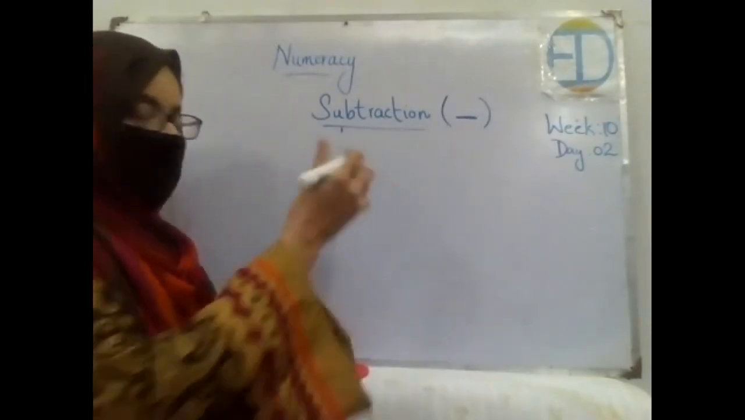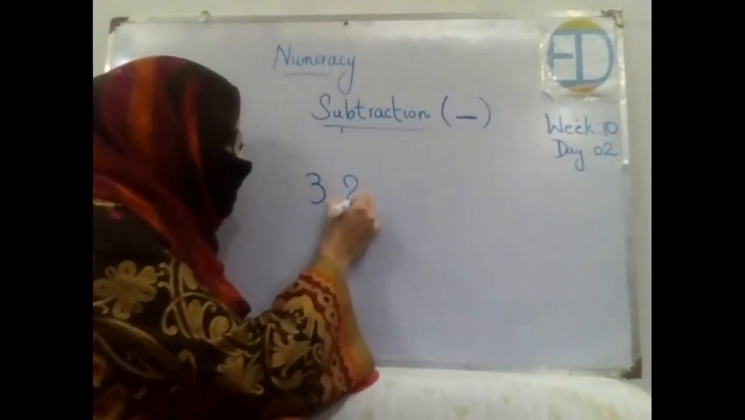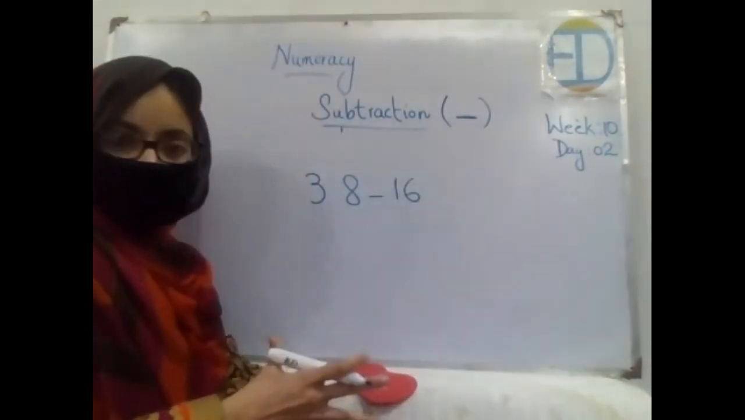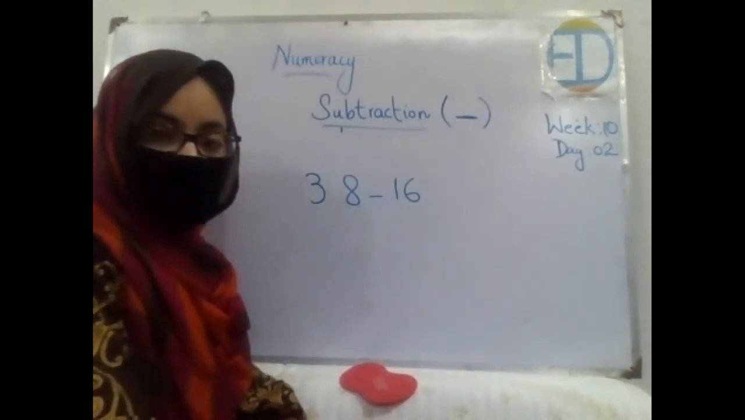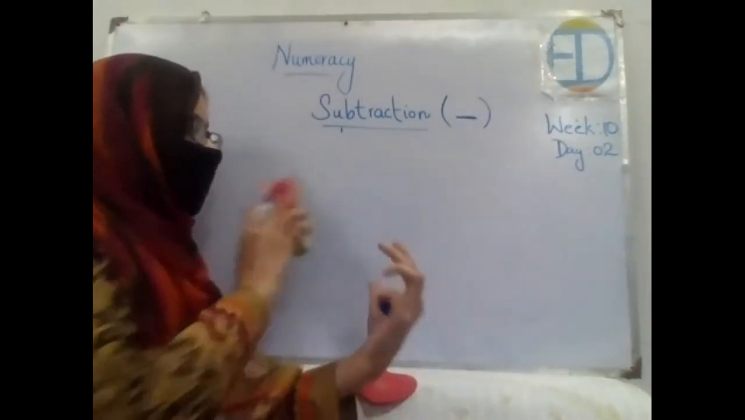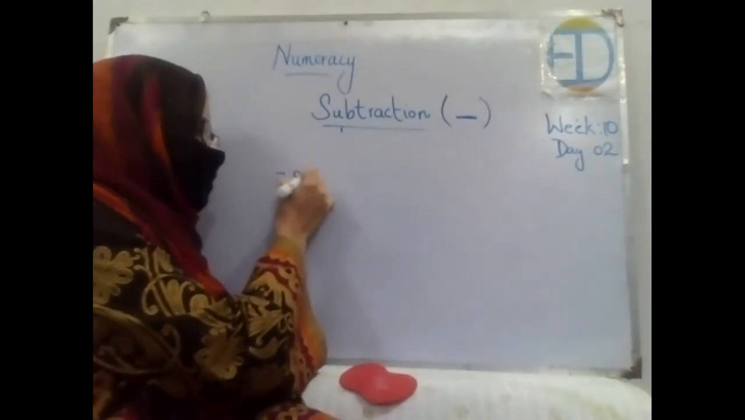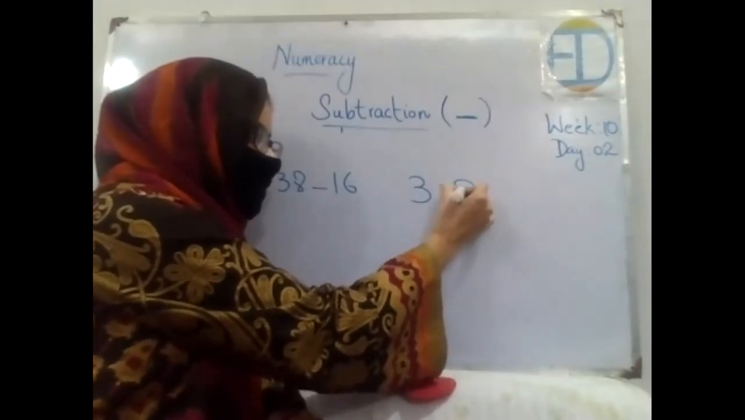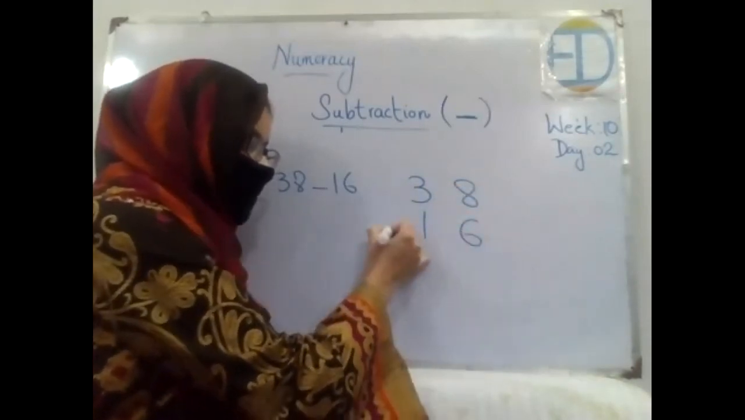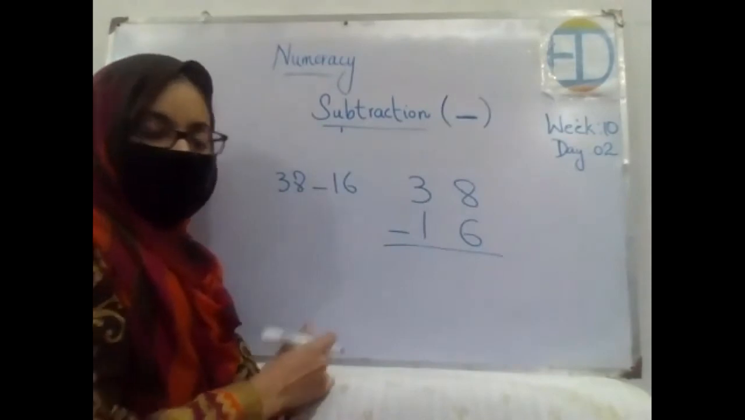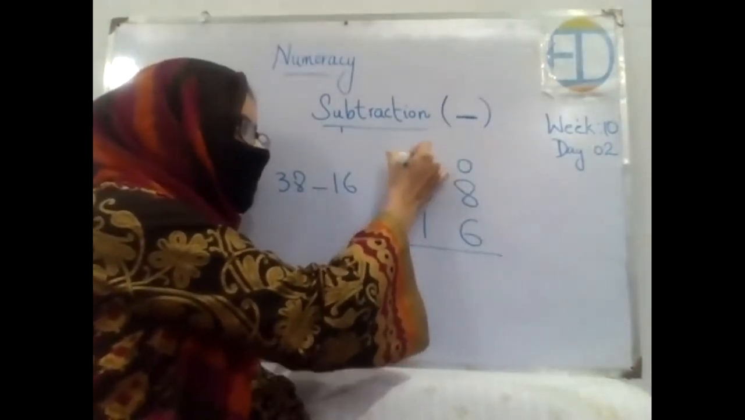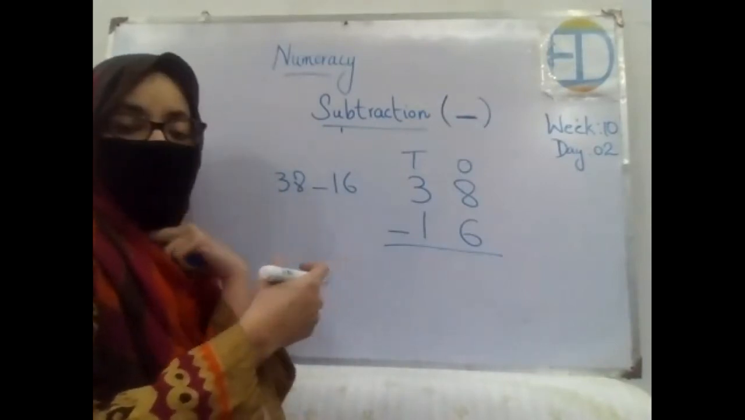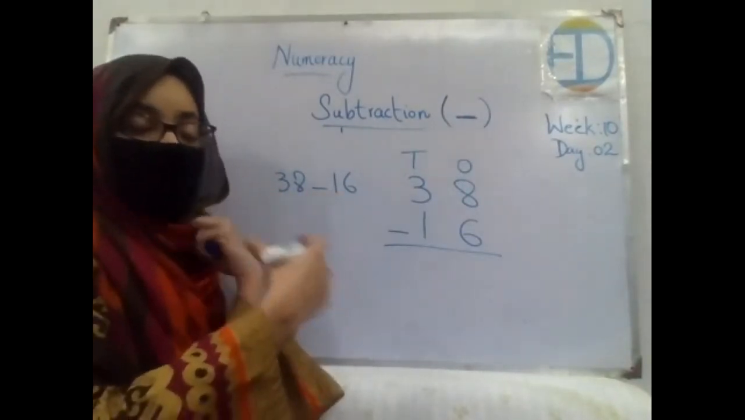Let's say the first number is 38 minus 16. See, these are two numbers. So the first step would be the same that I told you just now, that first we will be writing the numbers in vertical order, right? So 38 minus 16, vertical order. Then we will be writing the values over it, right? Now see how we will be subtracting the second number from the first one.